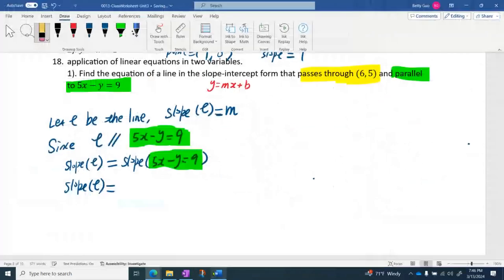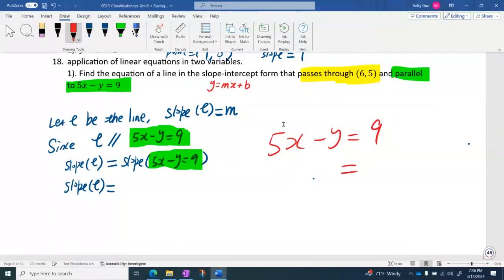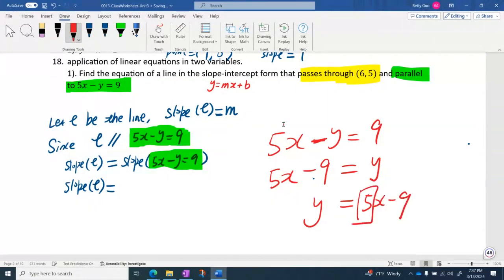Let me show you why it's positive. Let me use a different way. 5x minus y equals 9. This time, I'm going to move negative y over to the right. It becomes positive y, and keep 5x on the left. Then move 9 over, it becomes negative 9. Then I switch the left side and the right side. I have y equals 5x minus 9. Slope is a positive 5.